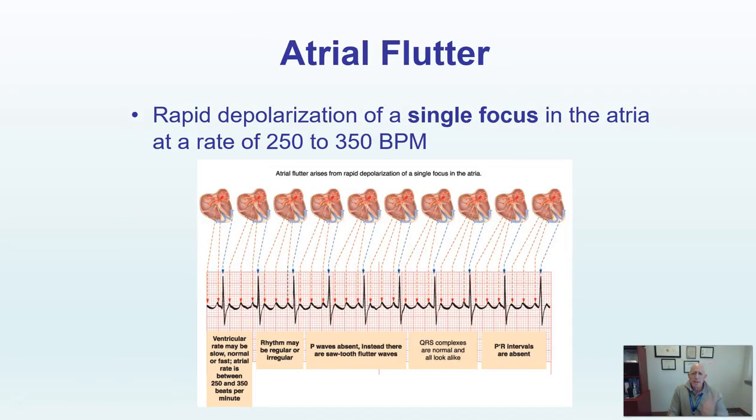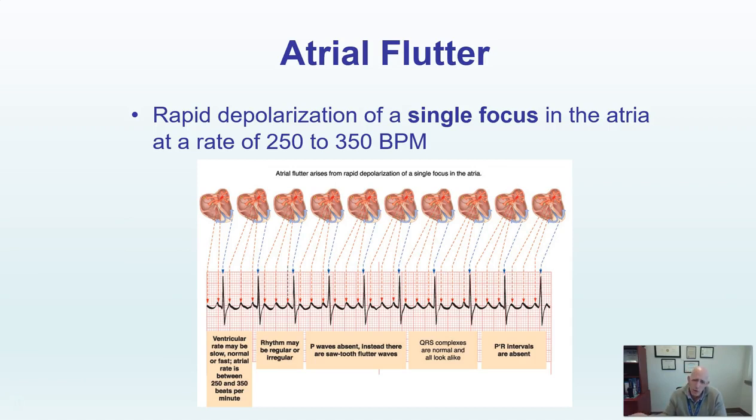So atrial flutter is a rhythm that has rapid depolarization of a single focus in the atrium, usually at a rate of 250 to 350 beats per minute. So the atrium might be going 250 to 350, which is faster than the ventricle can typically go. The key feature of atrial flutter is there usually is not one-to-one conduction, meaning that not every atrial flutter wave gets through the ventricle. It might be every other one or every third. Atrial flutter is usually fairly regular, even though it's often fast, depending on how many beats get through.